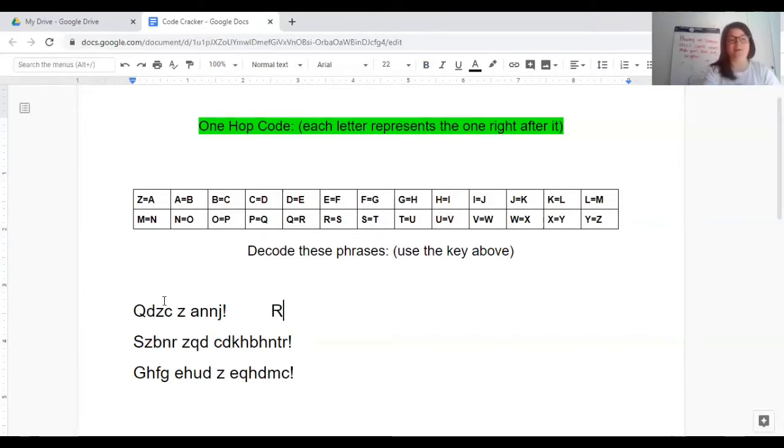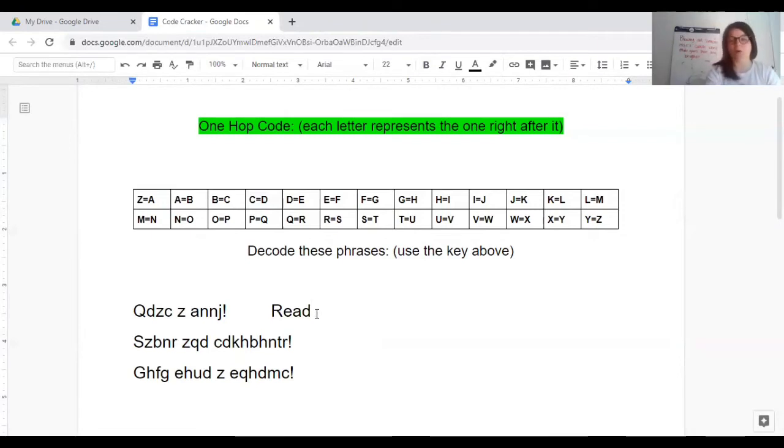Then the next letter I have is a D. So I'm going to come up here and see that the D actually equals the letter E. So my second letter should be an E. Then I have a Z. If I look at my key again, I can see that a Z would actually equal an A. So my third letter is an A. And then my last one is the letter C. So I'm going to come up here and I can see that the letter C actually represents D. So if I see a C, I should write the letter D. So the first word in my phrase is read.